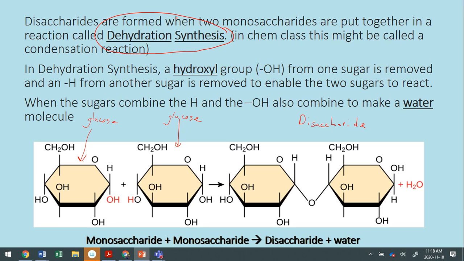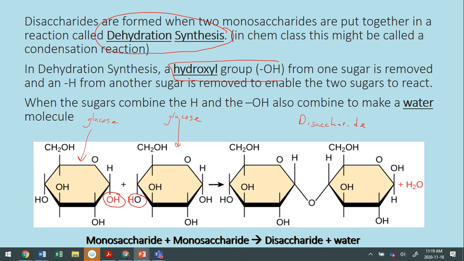Dehydration. If you're dehydrated, what does that mean? You've lost water. Okay, you're lacking water. You don't have water. And does anyone remember what synthesis means? If I synthesize something, what am I doing? I'm creating something. Okay, so dehydration synthesis means I'm creating something by getting rid of water. So if I take a look at these sugar units, what you'll notice is that I have these things called hydroxyl groups.